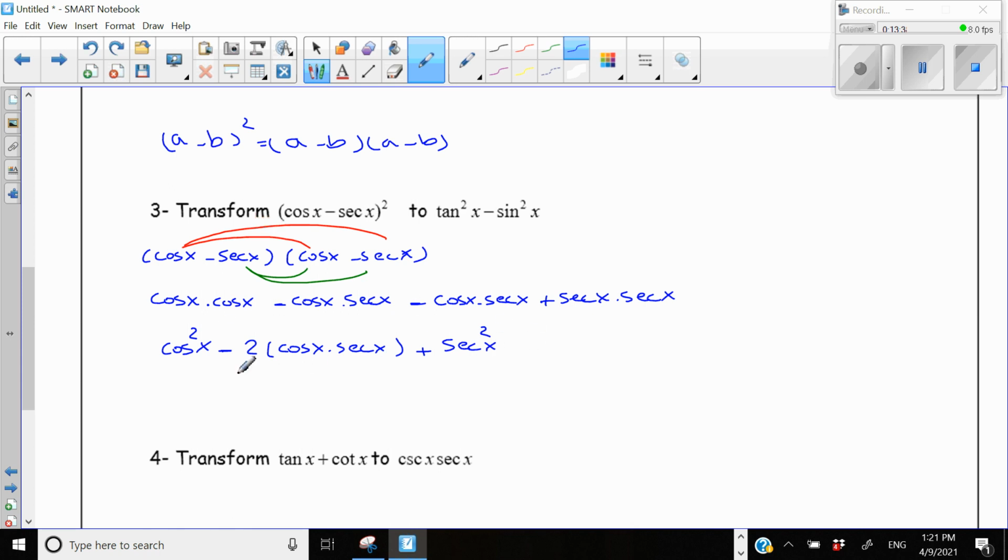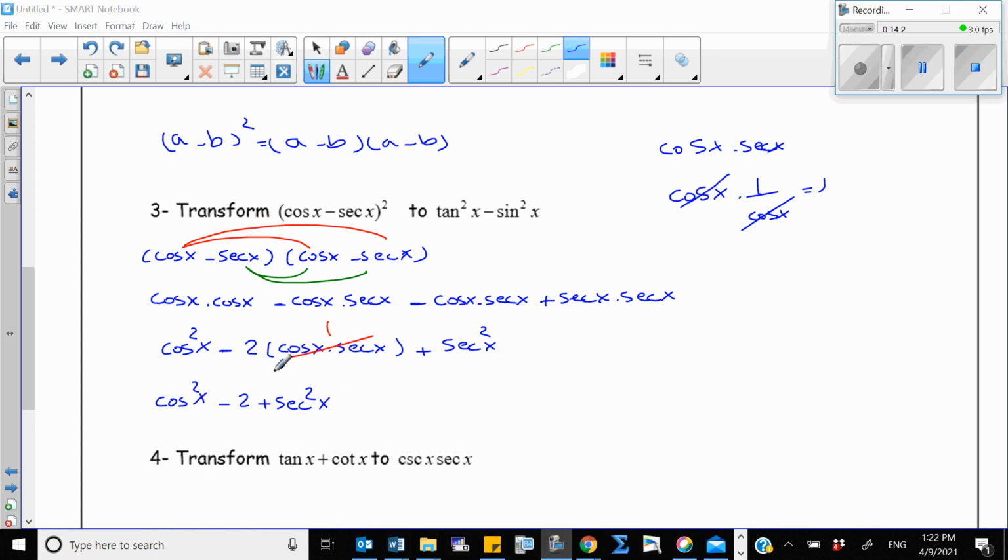Let's have a closer look at what we have here. Cosine and secant are multiplied together. Cosine of x times secant of x. But we know that secant is already reciprocal of cosine. So this will be cosine of x times 1 over cosine of x. So they can cancel each other. And it will be just equal to 1. So this means this part is just 1. So it's simplified to 1. Now let's see what else do we have here. Now we have cosine squared of x minus 2 plus secant squared of x. This is what we have.